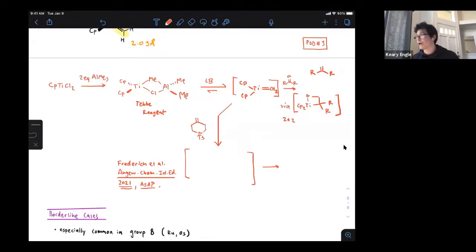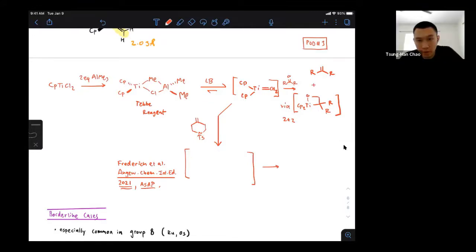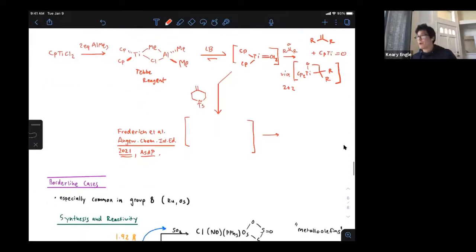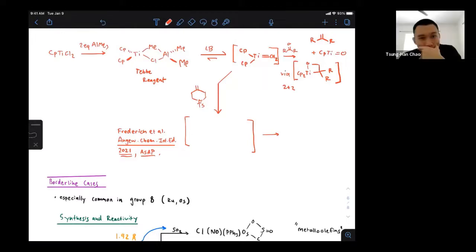And then what is the byproduct on the metal side, Seung-Han? Titanium oxide. Beautiful. And so formation of titanium oxide provides a strong thermodynamic driving force. And maybe one more question on this, Seung-Han. So would you expect this reaction to be able to be turned over catalytically? And if so, why? And if not, why not?